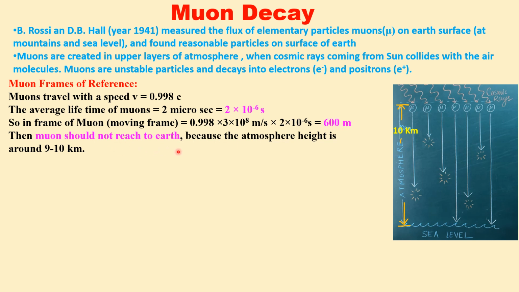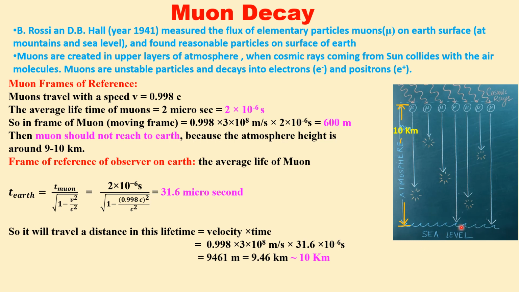But the muon should not reach the Earth, because the atmosphere is around 9 to 10 kilometers from here to the surface of the Earth. But in the frame of reference of an observer on Earth, the average lifetime of the muon, due to time dilation, is t_earth = t_muon divided by the square root of 1 minus v²/c², which is 2 microseconds divided by the square root of 1 minus (0.998c)²/c², and this comes to around 31.6 microseconds.